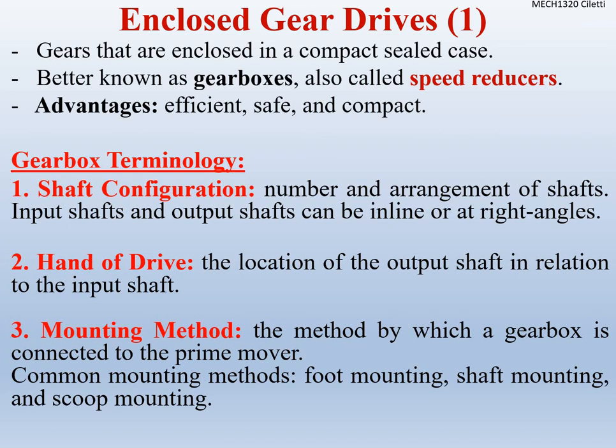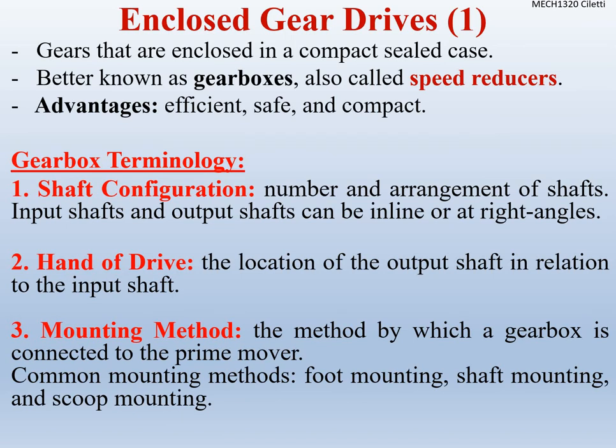A gearbox is technically a speed reducer. The way everything is set up, we have a shaft configuration, that's the number and arrangement of input shafts and output shafts. They can be in an inline position or at right angles to one another. The hand of drive is the location of the output shaft in relation to the input shaft. Then there are different types of mounting methods, the method by which the gearbox is connected to the prime mover. Common ones are foot mounting, shaft mounting, and scoop mounting.